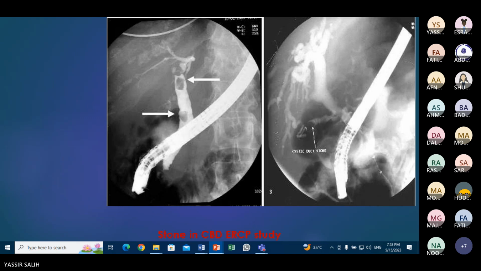Endoscopic retrograde. Yes. What else? What next? Endoscopic retrograde, C for what? Cholangiopancreatography. What is this part? Where is the stone? Yes, up. Both arrows, there are stones.